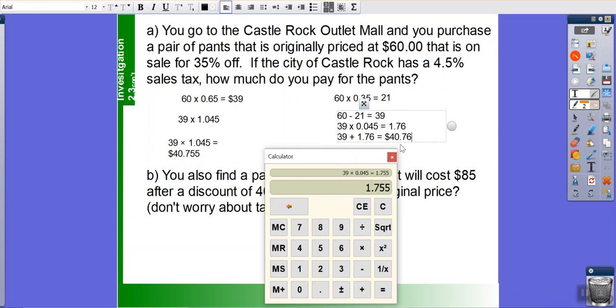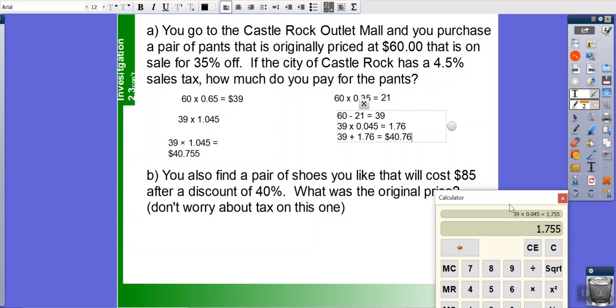All right. So that's two ways of doing the same problem. Clearly, my first way was faster.